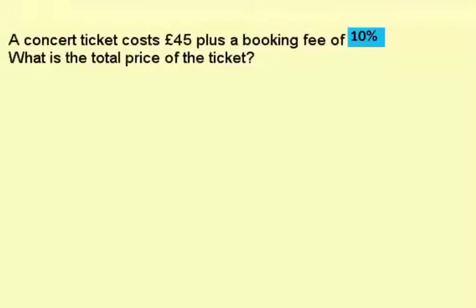Increase, decrease by percentage. There are two ways of doing this question. The first way is to find out 10% of £45 and add it to the price. So we are looking for 10% of £45. To do this, we do 10 divided by 100 times 45.